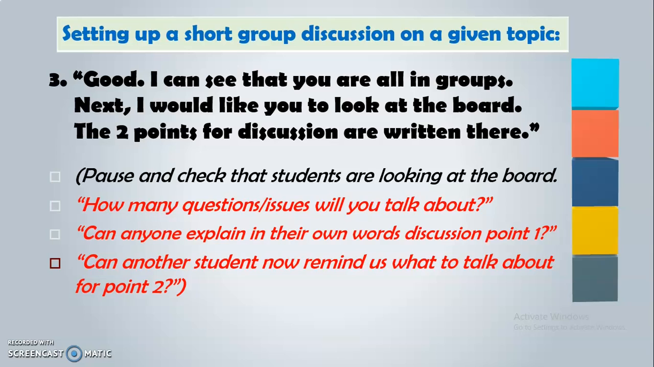Now what you do is, you pause and check the students are looking at the board. Once you have assured they are following you, you're going to continue your concept checking strategies. How many questions will you talk about? How many issues will you talk about? Can anyone explain in their own words discussion point 1? Can another student now remind us what to talk about for point 2?